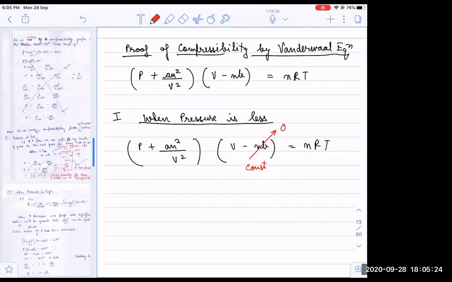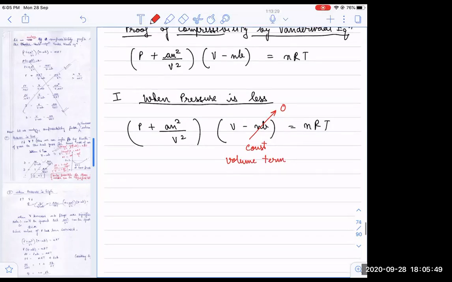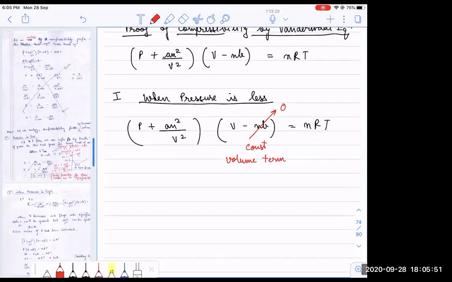But in the second term, V minus nb, in the volume term, it is clearly visible that nb is a constant size. Molecules are occupying a constant volume. But V is very, very high. Why? The pressure is very, very less. So we can easily neglect nb from the volume term. All right. Now, if we do that, please observe. Let's continue the derivation.